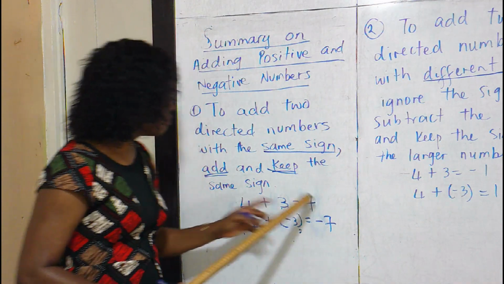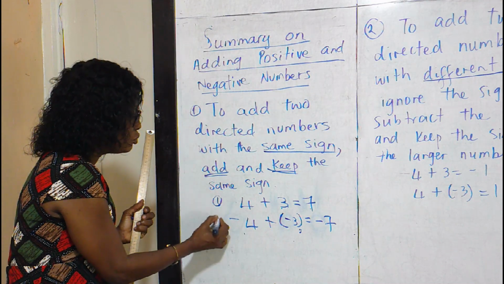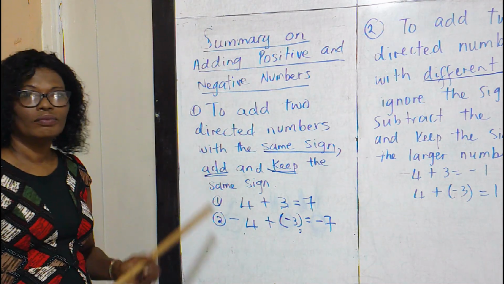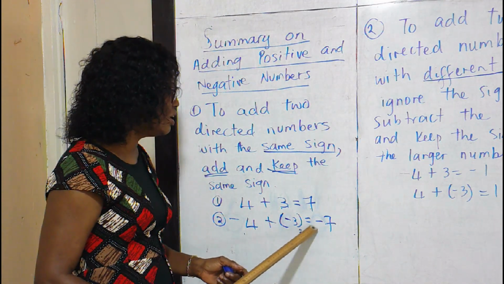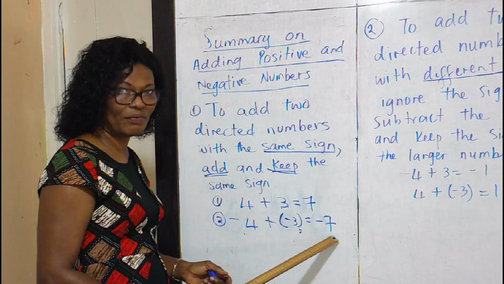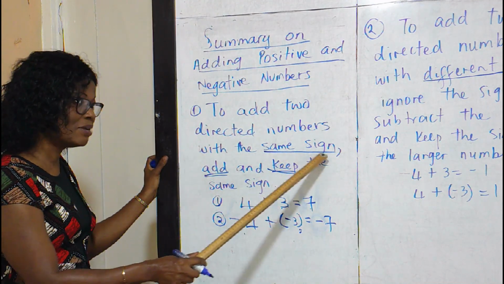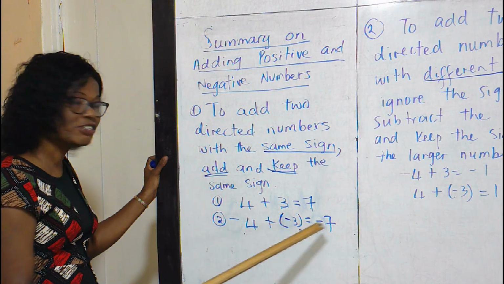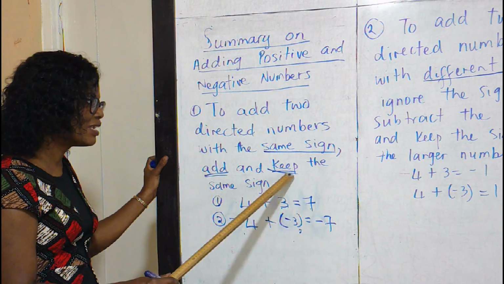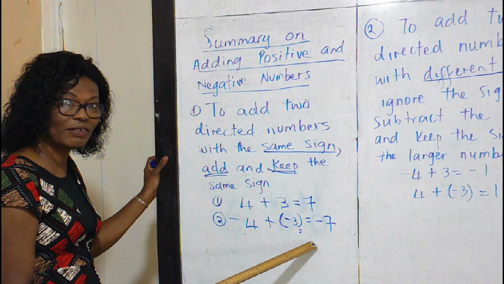Okay. So that was number 1. Let's take number 2. Negative 4 plus negative 3 is equal to negative 7. We are adding two negative numbers, the same sign. So we're going to add both numbers. 4 and 3 gives me 7. And keep the same sign. What's the same sign? Negative.